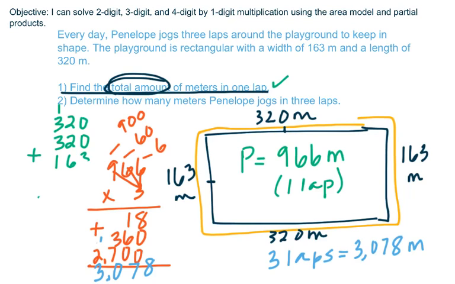And if I just think about, is this reasonable? I use my rounding skills. Well, 966 is about 1,000. I mean, that's pretty close. And if I take 1,000 times 3, that gives me 3,000, which is pretty close to what I have for my answer for 3 laps. So I would say that's pretty reasonable, and that's a good way for me to check my answer and say, does this seem like it makes sense for the problem that I'm solving?